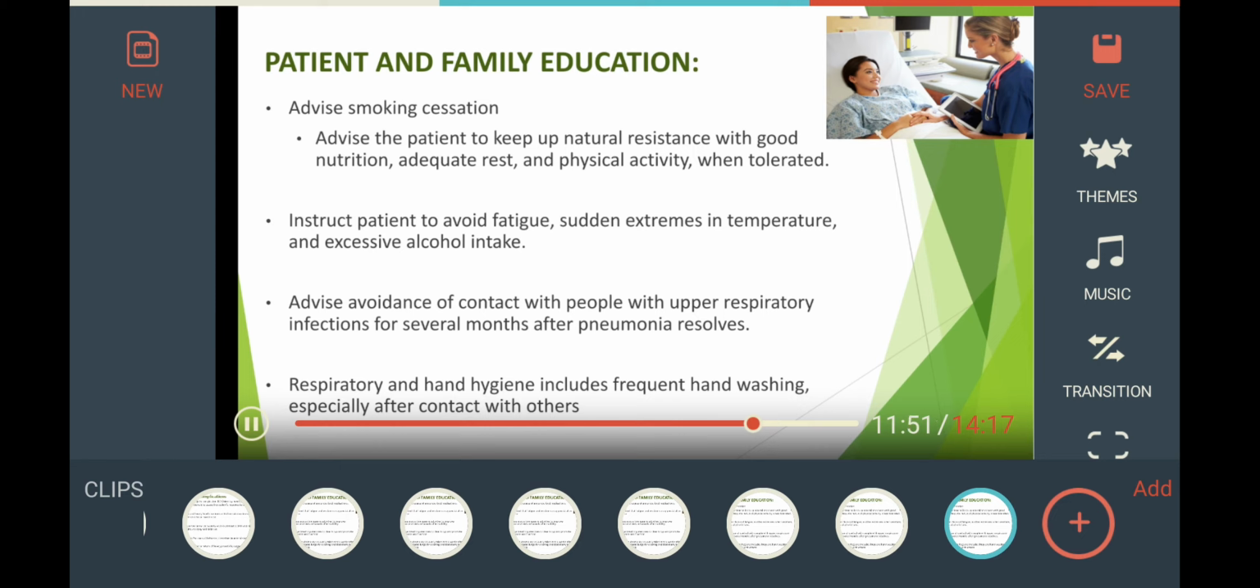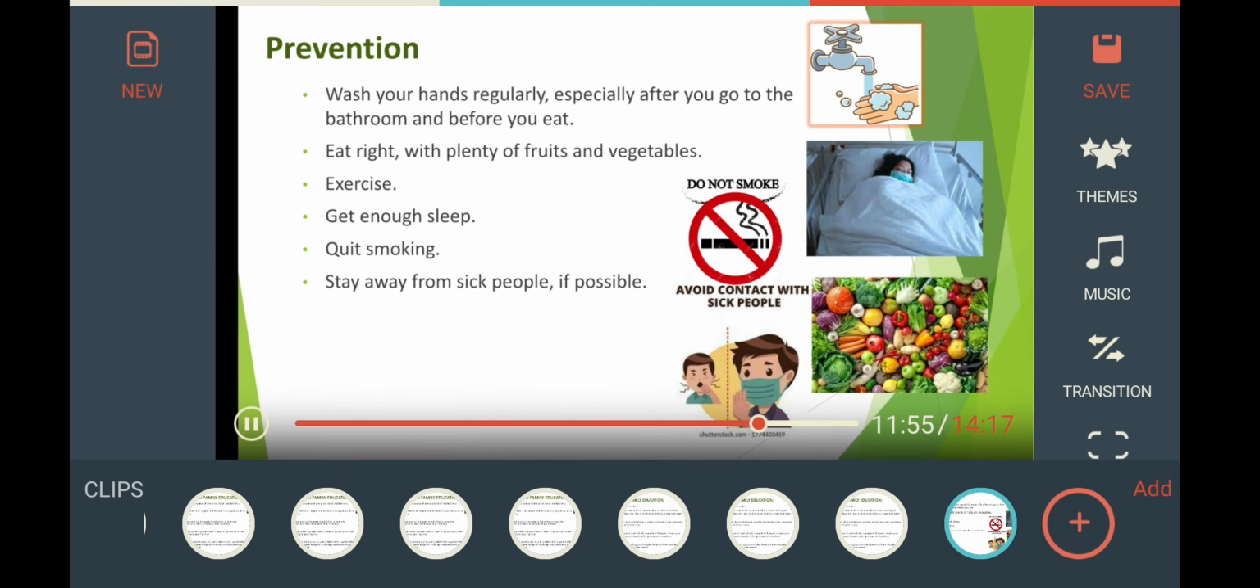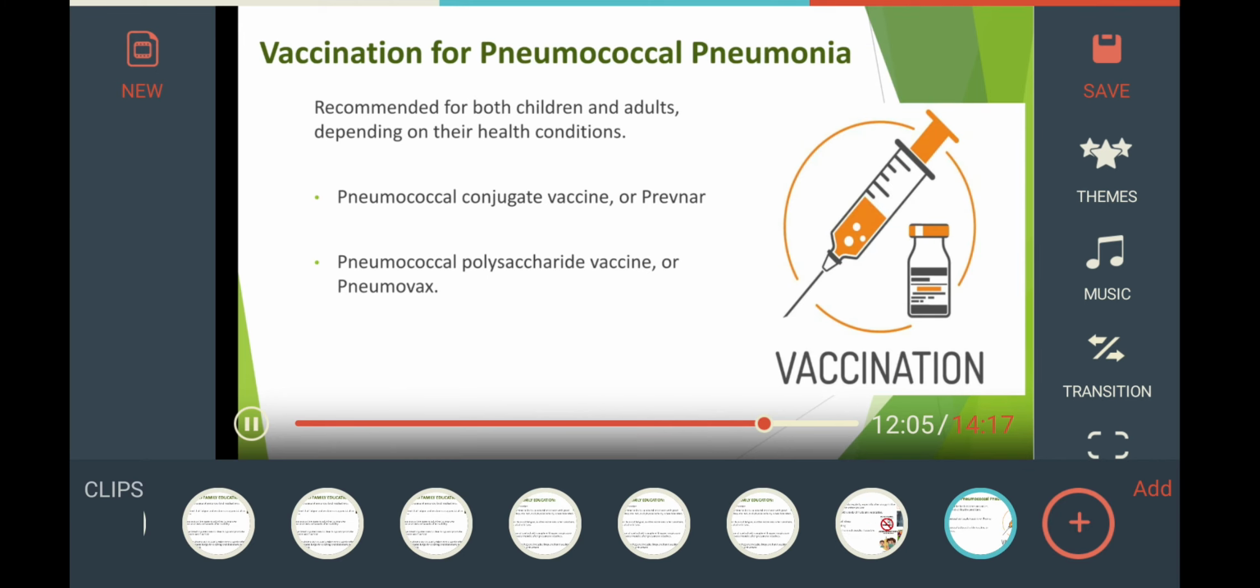Respiratory and hand hygiene. Prevention: wash your hands regularly, eat right, exercise, get enough sleep, quit smoking, and stay away from sick people if possible. Vaccination for pneumococcal pneumonia is recommended for both children and adults depending on their health conditions.